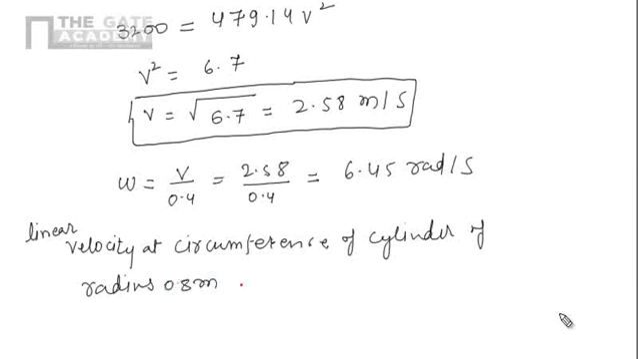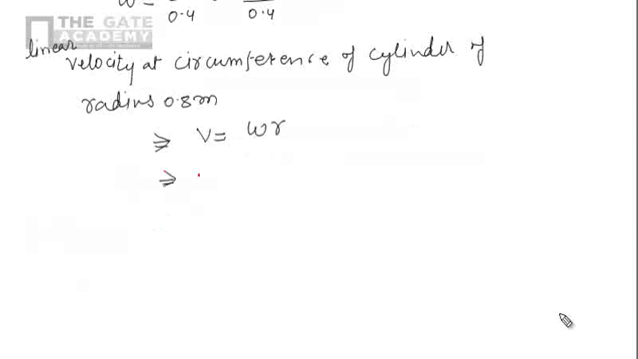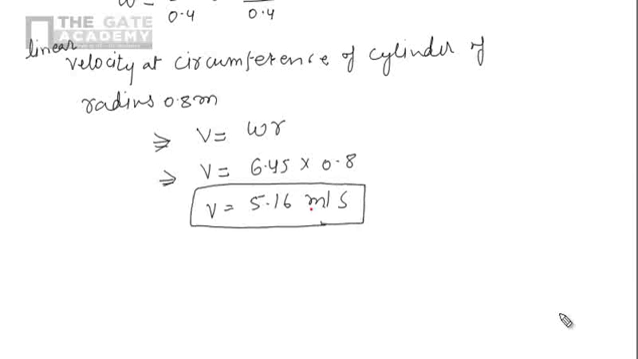Now we have v equals omega r. So omega we know is 6.45, multiply with 0.8, then we can get 5.16 meters per second. Now we have the linear velocity at the circumference of the cylinder of radius 0.8. Here I am considering 0.8 because I want the velocity corresponding to the radius 0.8. So with the help of the work energy principle, we can easily find out the values of V.